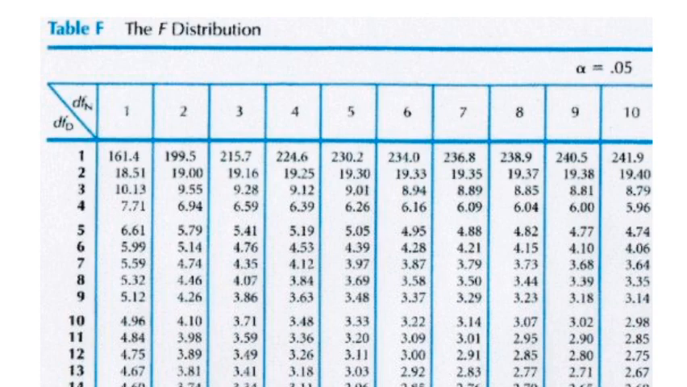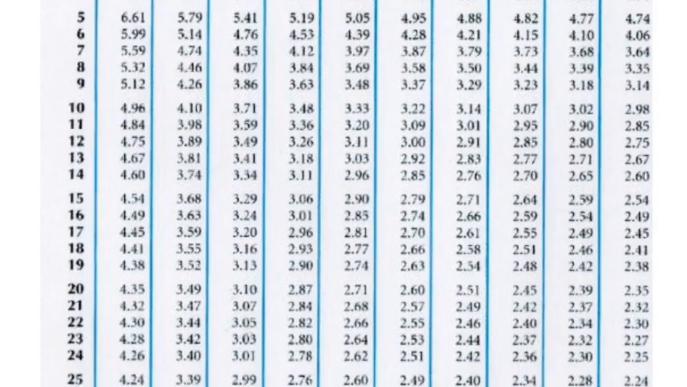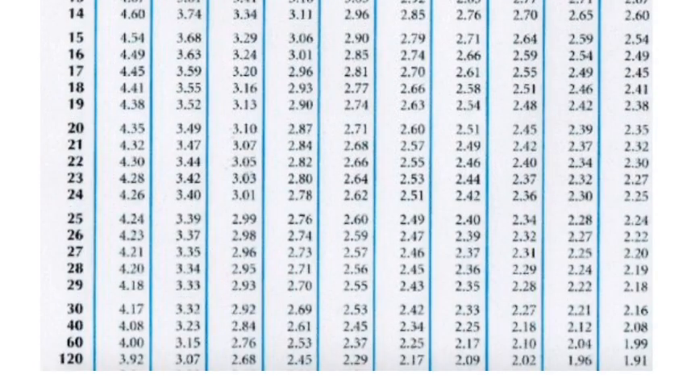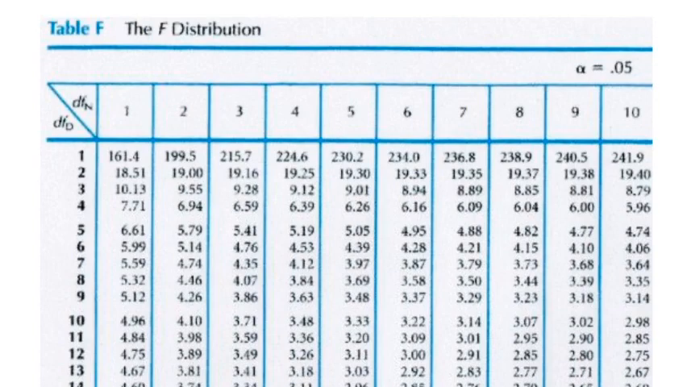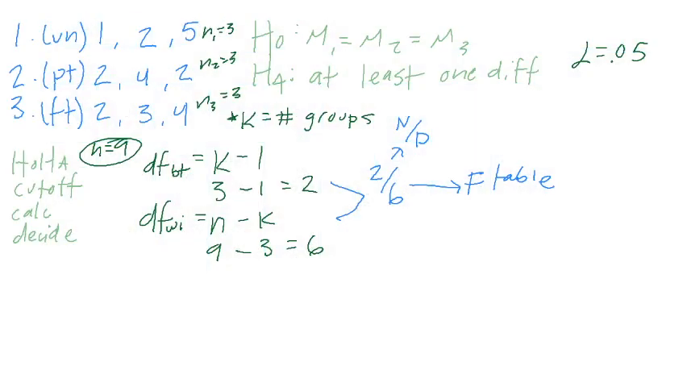So if you look at this top row on the table, you see the numbers 1 through 10, as opposed to the rows here, which go all the way down to 120, with some spaces in between. But the top row has to do with how many groups we have. So that's where we'll be in the second column for our degrees of freedom between. And then we need to go down to the 6th row, because we have 6 degrees of freedom within. So if we look in the second column, in the 6th row, we find a value like 5.14. I'm going to write that down.